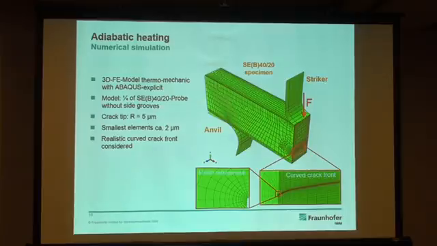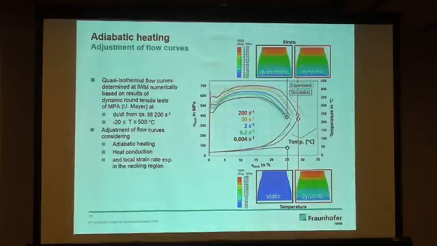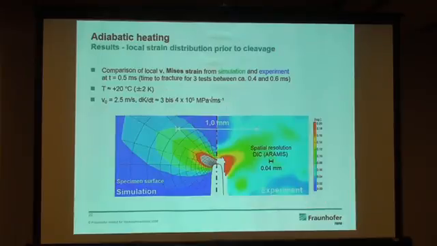We also did a numerical simulation of this test with Abaqus Explicit. As input served flow curves, which were determined from dynamic round tensile tests in a wide strain range and a wide temperature range. We had to adjust the flow curves in order to match the technical stress-strain curves, because we considered adiabatic heating in the heat conduction, and the local strain rate, which is not constant during the test. After adjusting these, we ended up with a simulation result right at the time before fracture occurs, and can compare that to the experimental data.